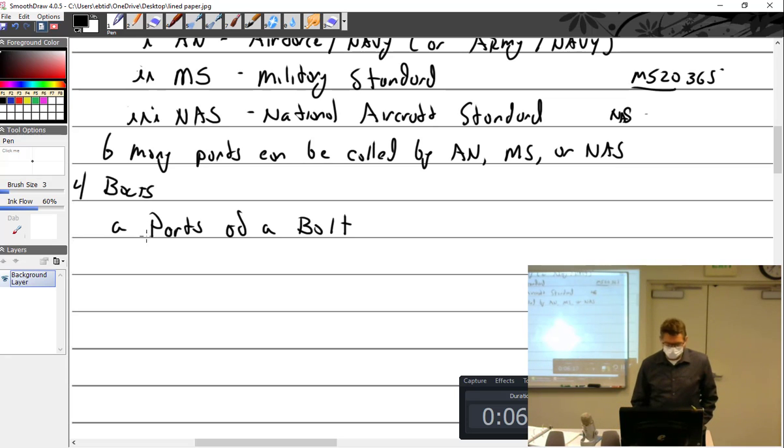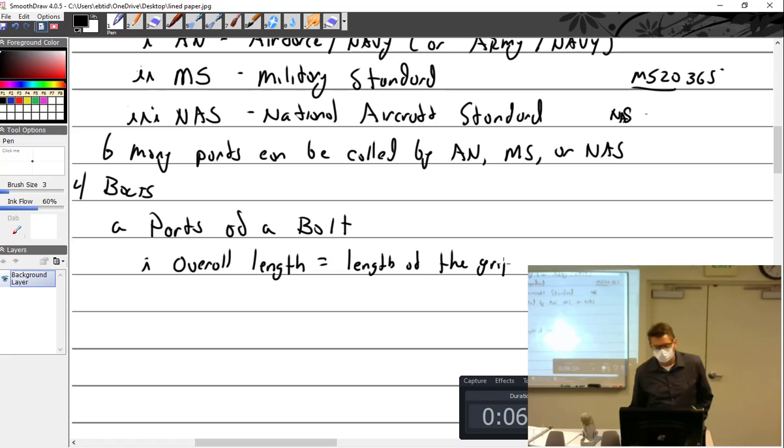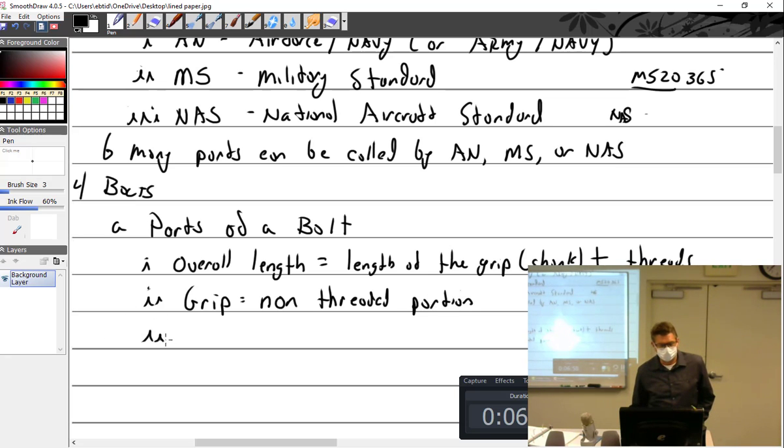Parts of a bolt. We see overall length. Overall length equals the length of the grip, also called the shank, plus the threads. I mentioned the grip. The non-threaded portion is the grip. And of course you have the threads.